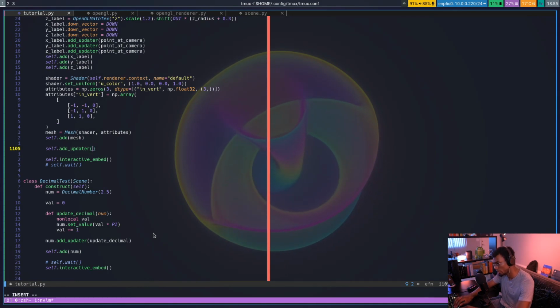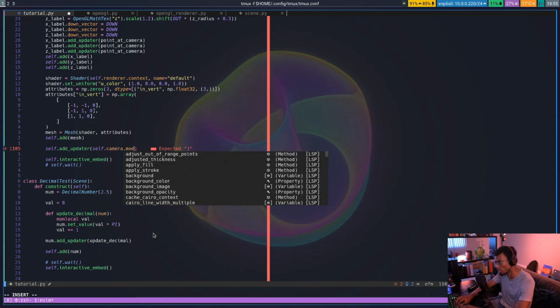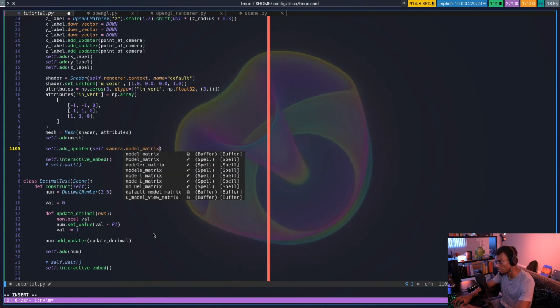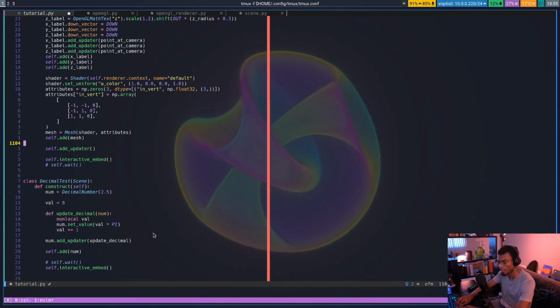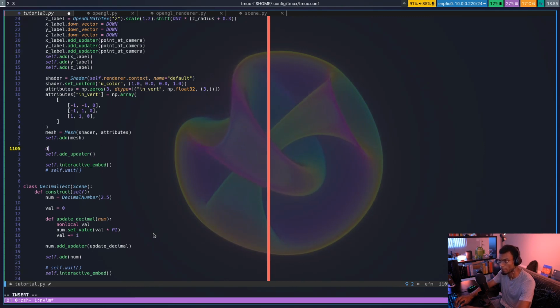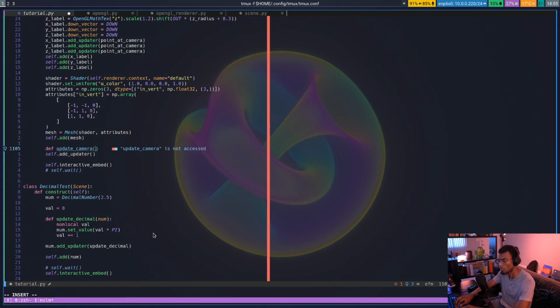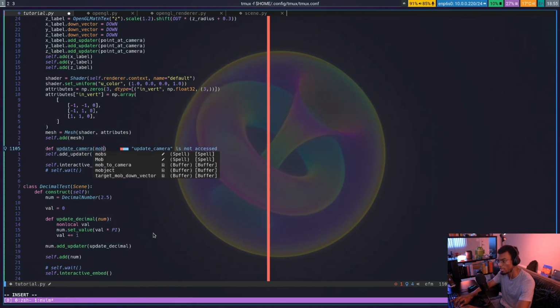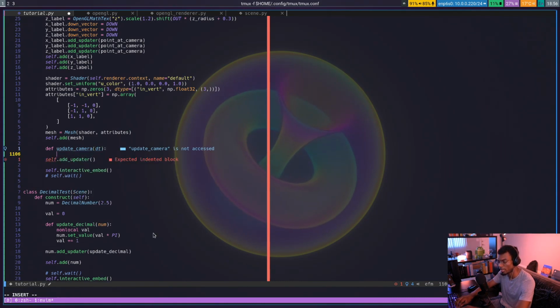Let's do self.camera. I'll shift the camera. Oh, that's not how you do an updater. This will take a... I guess it won't take a mobject, it'll just take the time. Because otherwise you would add it to the mobject, right?